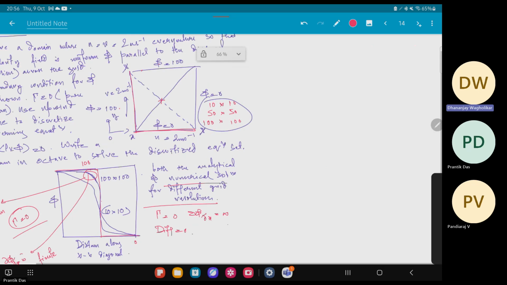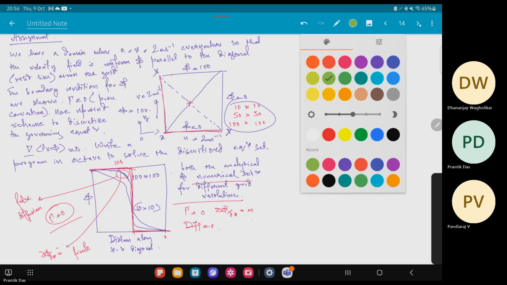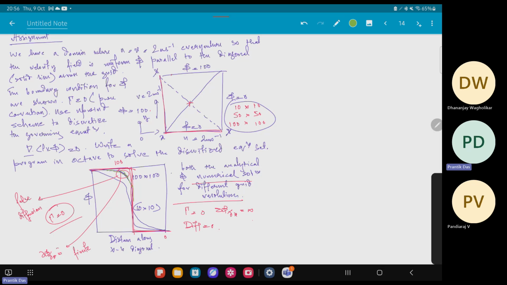The red one is 10 by 10? No, the red one is your analytical solution, where there is no numerical diffusion. The others are numerical solutions. This 100 by 100 has less numerical diffusion, while 10 by 10 has more numerical diffusion. That's why it is farther away from the red analytical solution.